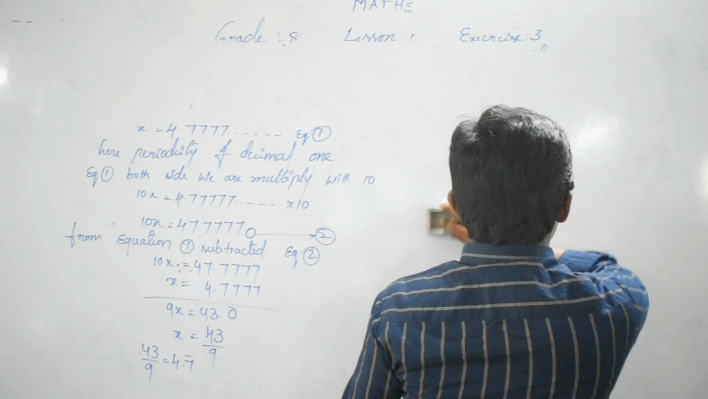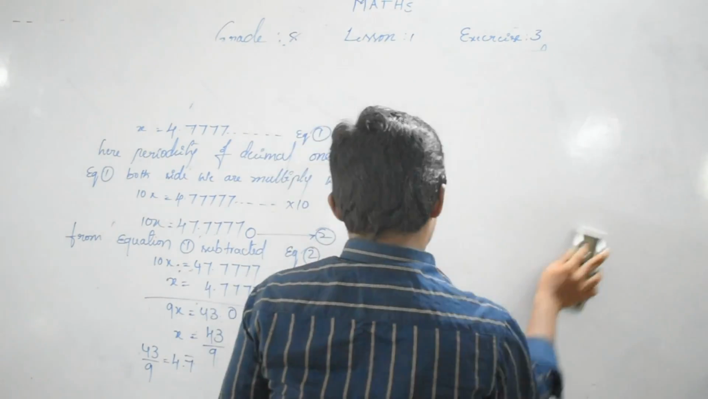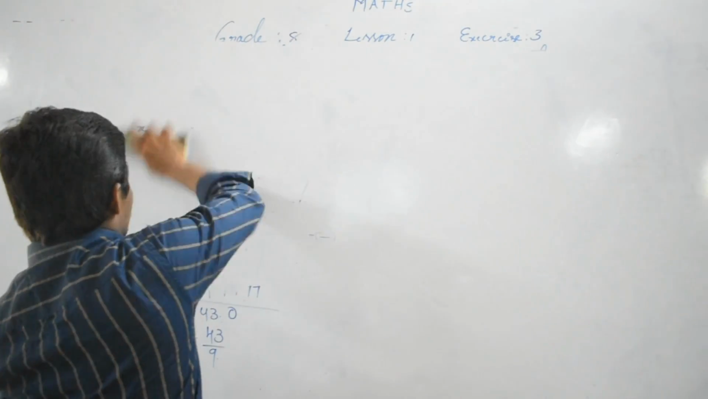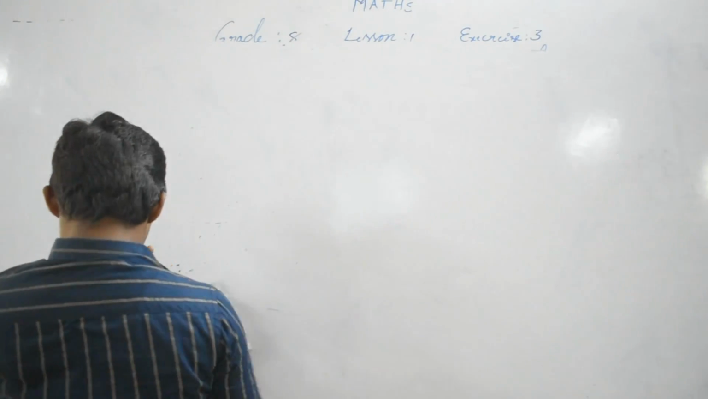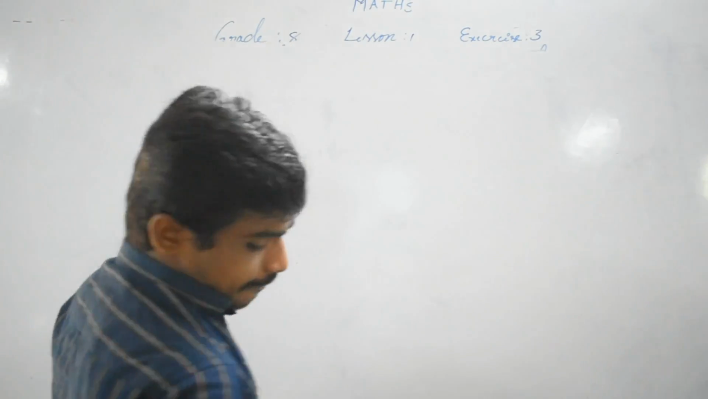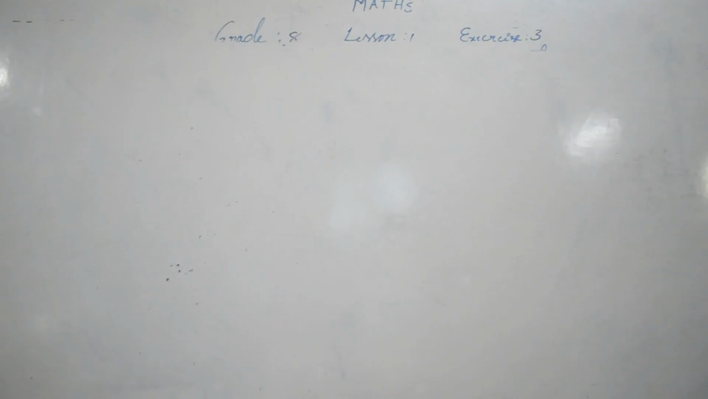So in this lesson, this is the last exercise. I will give some problems as homework. Express each of the following decimals in the p by q form. So just the decimal in p by q form they are asking.